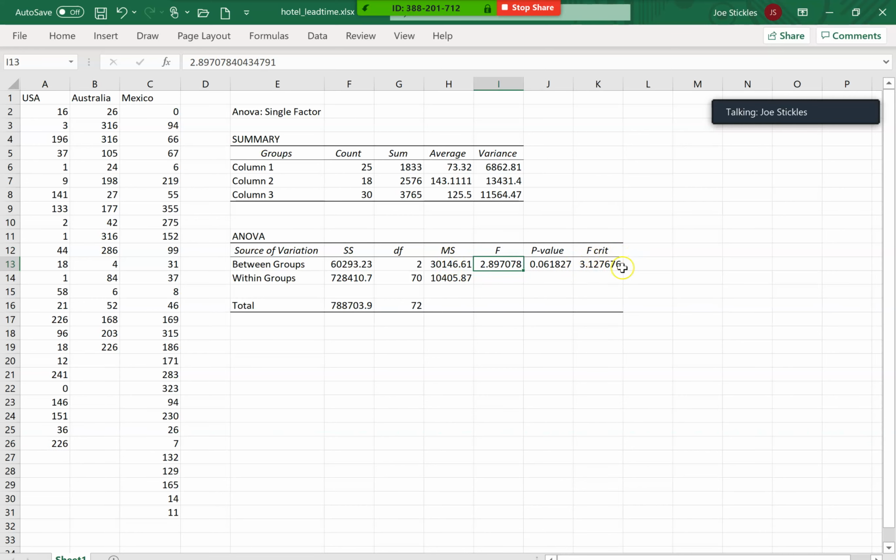This is your critical value based on 0.05 alpha. Numerator degrees of freedom would be 2. Denominator degrees of freedom would be 70. That's how they're getting this 3.128 here.